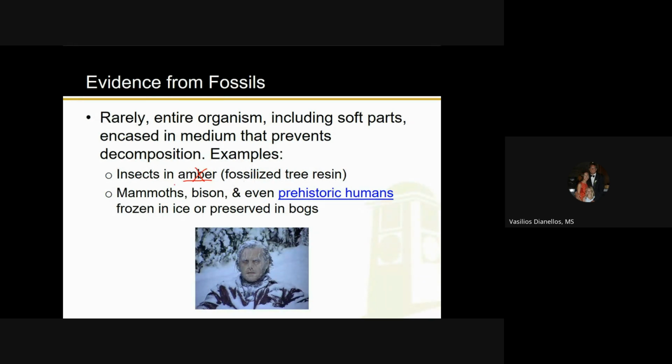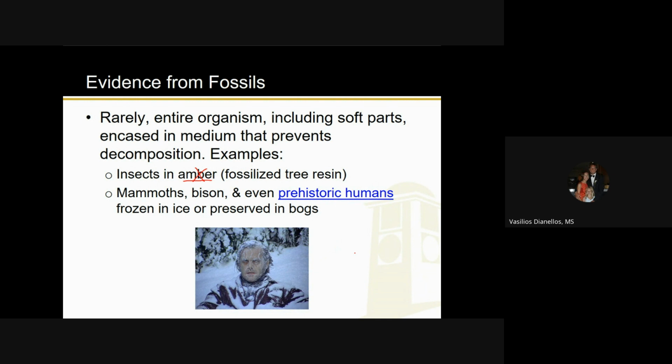There's also some examples of larger animals like mammoths, bison, even some prehistoric humans that have been frozen in ice or preserved in bogs, right? So these aren't fossils necessarily, but they are preserved ancient organisms. And again, if you download the PowerPoint, you can click this. There's a lot of embedded videos that you can watch in here. So are there any questions about this slide?